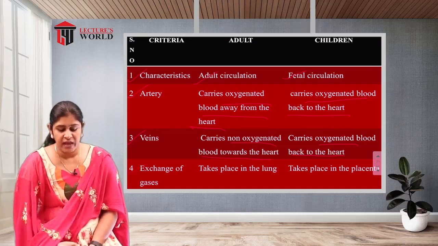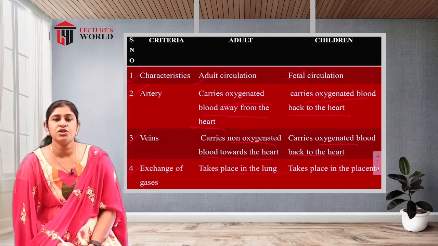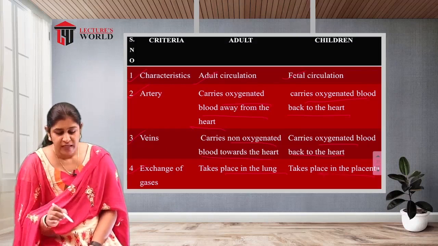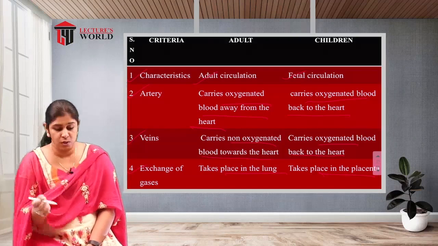Fourth is exchange of gases. Exchange of gases usually takes place in the lungs in adults, and in children the exchange of gases usually takes place in the placenta.